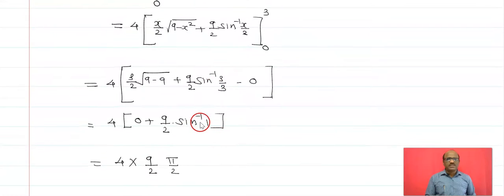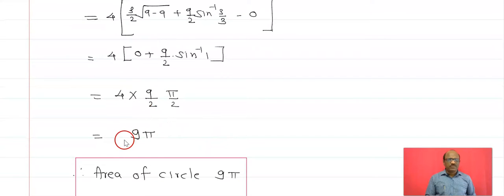But what is the value of sine inverse of 1? It is pi by 2, into 9 by 2, and again into 4. That is 4 into 9 by 2 into pi by 2. And you will get the area of the circle as 9 pi.